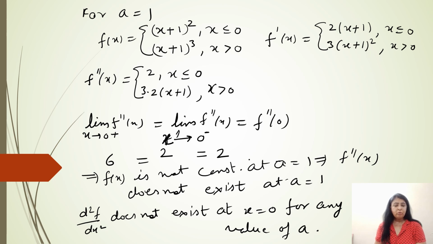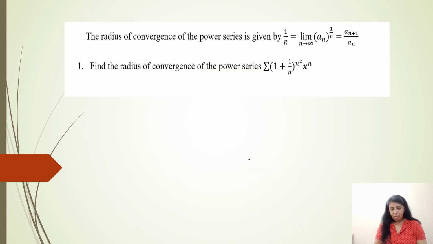Now take up the next question. The radius of convergence of the power series is given by this result. You must know 1 by r is equal to limit n approaches to infinity a n raised to power 1 by n, or this is equal to a n plus 1 upon a n. Now the question is given to us, a n is given as (1 plus 1 by n) whole square, and we have to find its radius of convergence. So how to find?